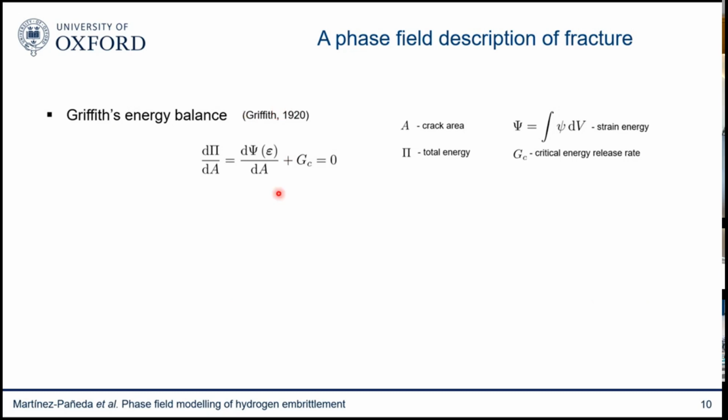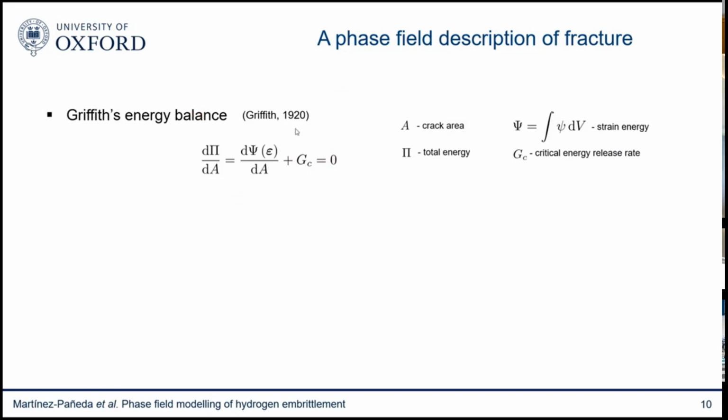So Griffith said, in order for a crack to grow, the energy stored in the material due to mechanical straining has to be equal or larger than the fracture energy, the energy required to create new surfaces. So this is a very simple energy balance, but it has to be fulfilled. So this is often what we call the critical energy release rate, or toughness, or fracture energy.